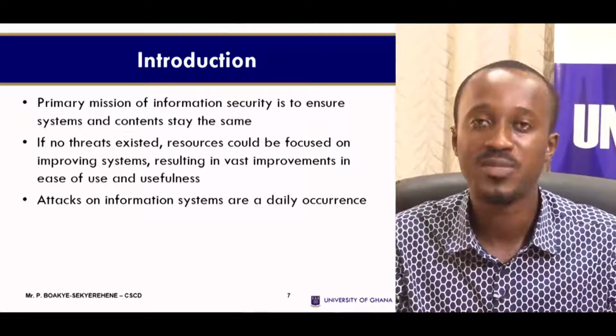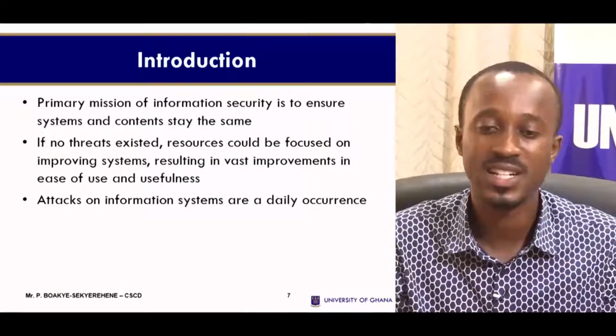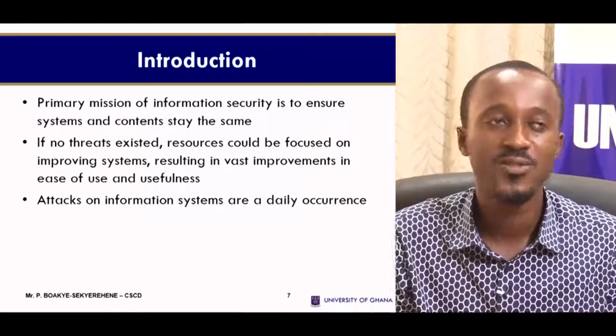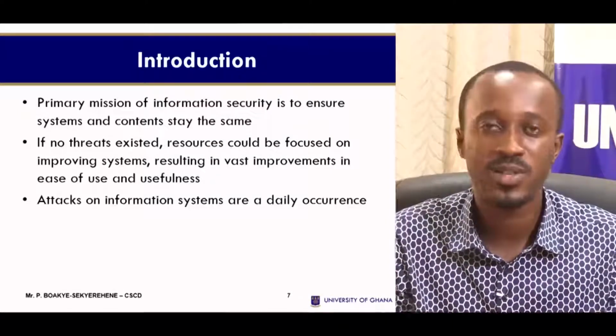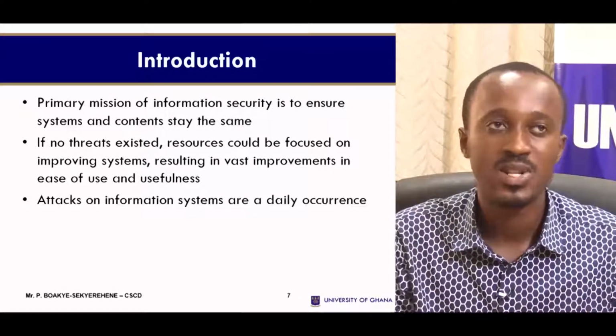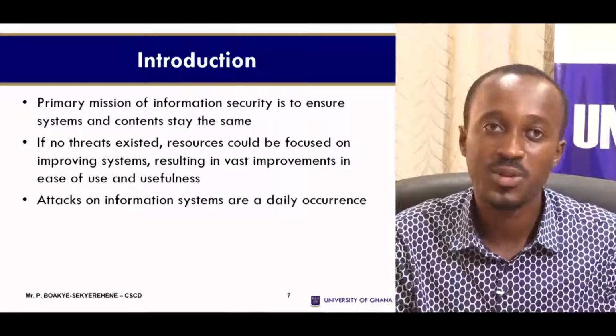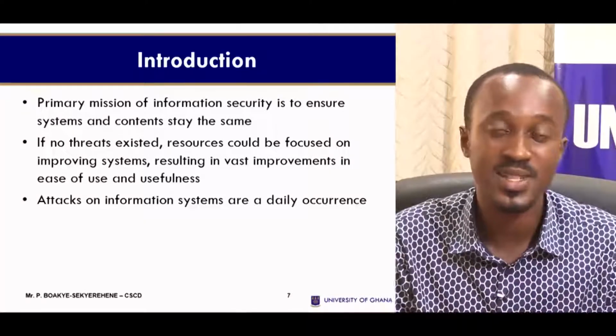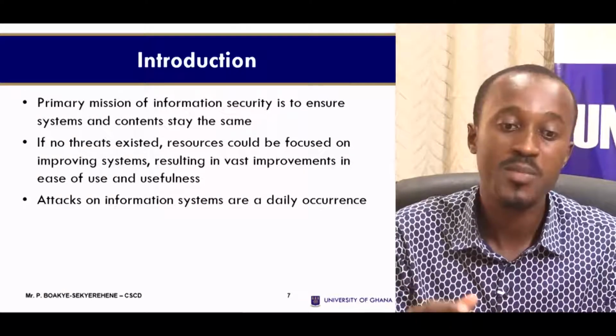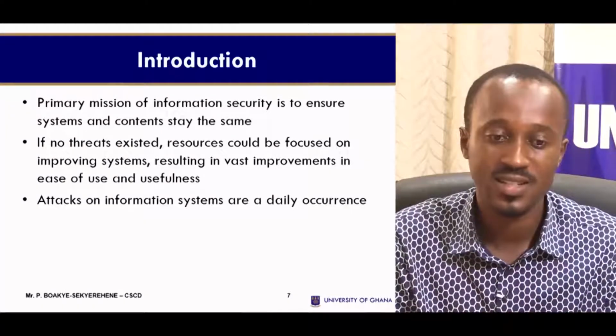Okay. The primary mission of information security is to ensure systems and content stay the same. The primary aim of information security generally is to make sure that information or the content that we are working with, whether you are a business or an organization or an enterprise, that the information that you are using is intact, it remains the same. That is the primary mission of information security.